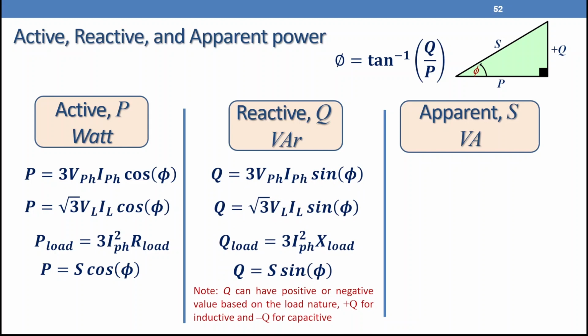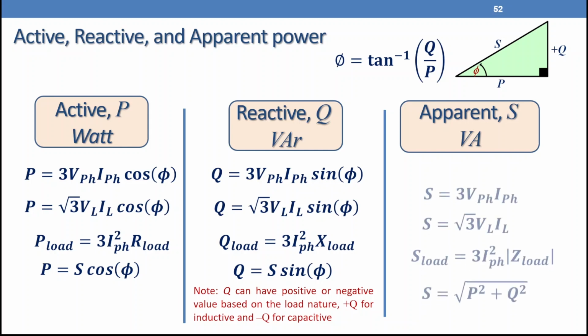Regarding the reactive power, rather than cosine we have a sine. So Q equals 3 V phase I phase sine phi, or root 3 V line I line sine phi. Also, we can write it as 3 I phase squared times X load, based on whether the load is capacitive or inductive. So Q, based on this power triangle, equals sine phi multiplied by S. Q can be positive or negative based on the load nature, so this triangle could be up or down. It depends on the load nature.